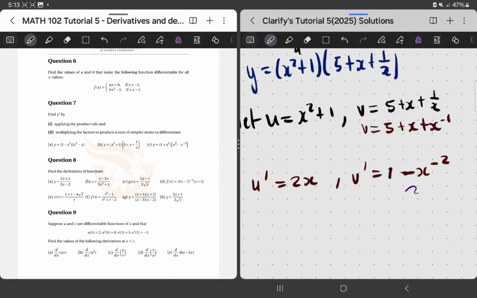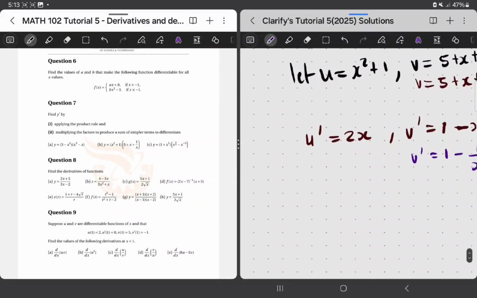Now, once we have it like this, we could even then say this v prime will be 1 minus x to the negative 2, which is 1 minus 1 over x to the positive 2. Because it's like this, just a 1 here. So if you want to change this to be a positive power, you drop it back to the denominator and you put a 1 on top.